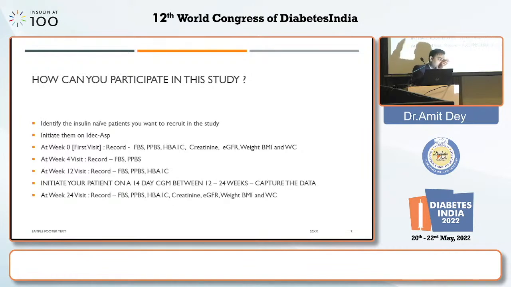Thereafter, we'll decide on a window period. That can be 12 to 18 weeks, it can be 12 to 24 weeks, or it can be 18 to 24 weeks. We can have a consensus on that. And we initiate that patient on a CGM somewhere between this 12 to 24 weeks. It won't be uniform for everybody because everybody won't be getting their patients to follow up at the same time. And then you capture the data. And again, at the end of 24 weeks, you call back the patient and you record all the vitals again. So you look at their blood profiles, you look at their anthropometric data, and you record them.